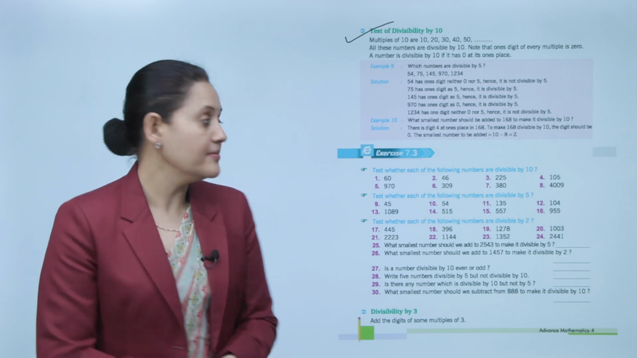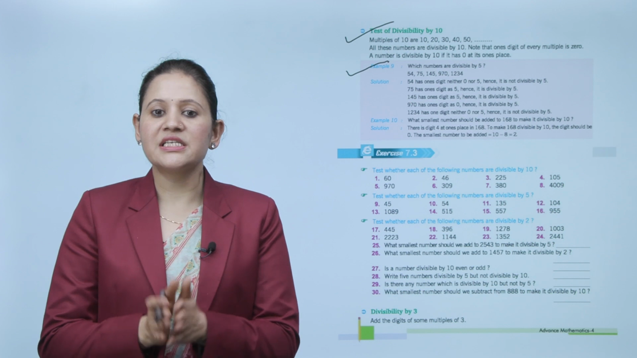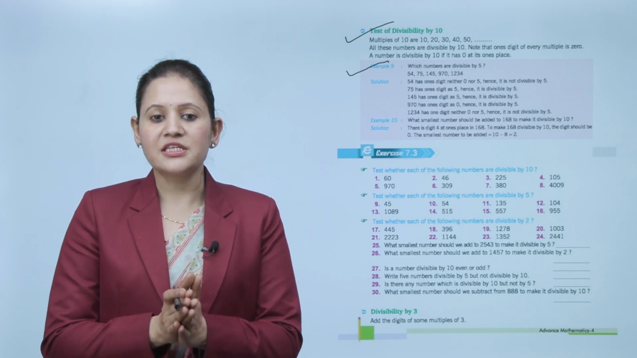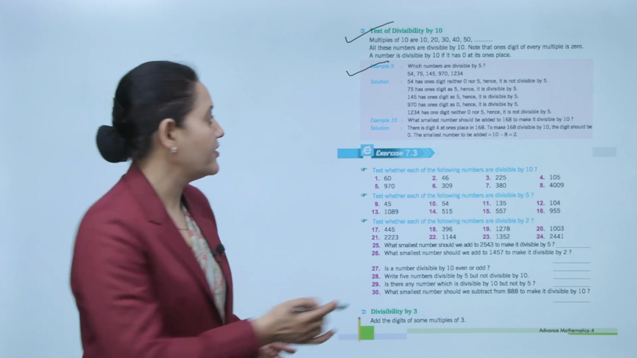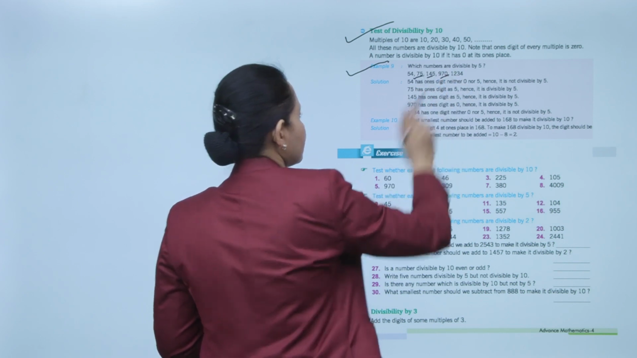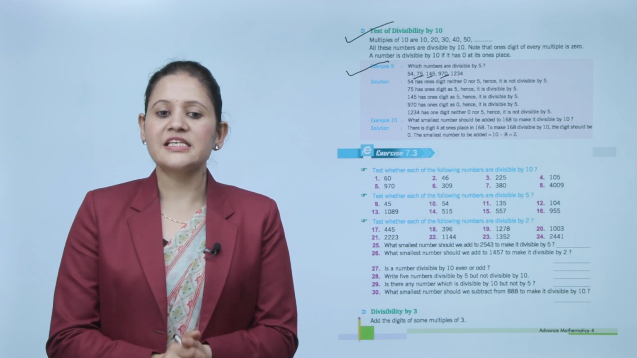Now I'll take an example. Which number is divisible by 5? So for 5, the unit digit, meaning the digit at unit place, should be either 0 or 5. So 75, 145 and 970 are divisible by 5. Clear? Next is exercise 7.3.